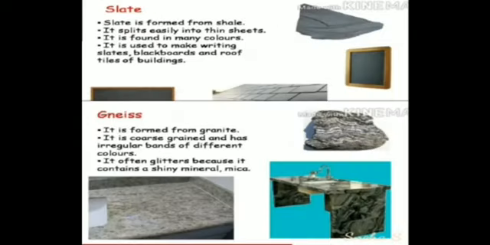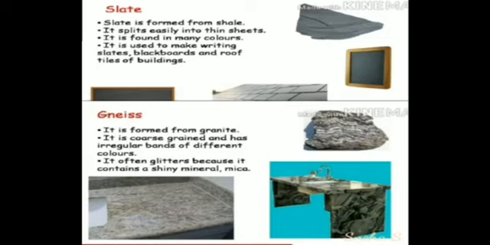Next one, slate. Slate is formed from shale. It peels easily into thin sheets. It is found in many colors. It is used to make writing slates, blackboards and roof tiles of buildings.